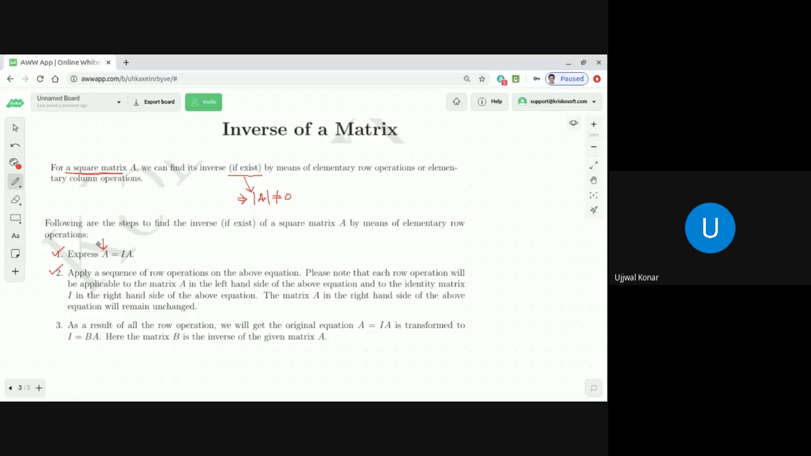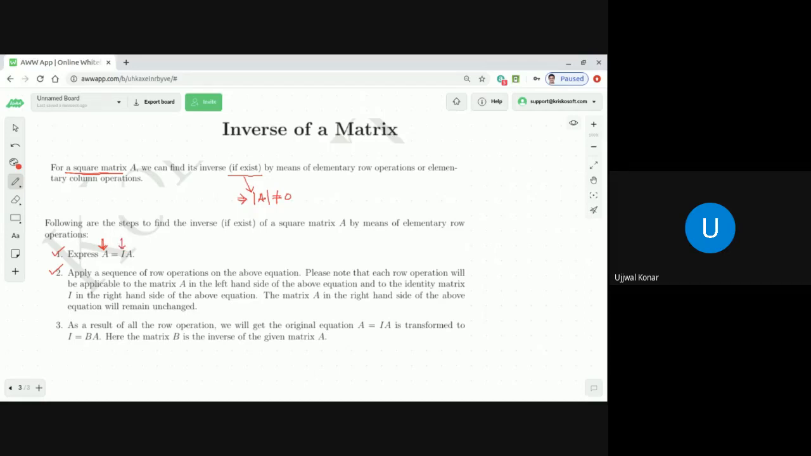Let me read it out once more. Please note that each row operation will be applicable to the matrix A in the left-hand side, as I marked by the arrow, in the left-hand side of the above equation, and to the identity matrix I in the right-hand side of the above equation. That means this I.